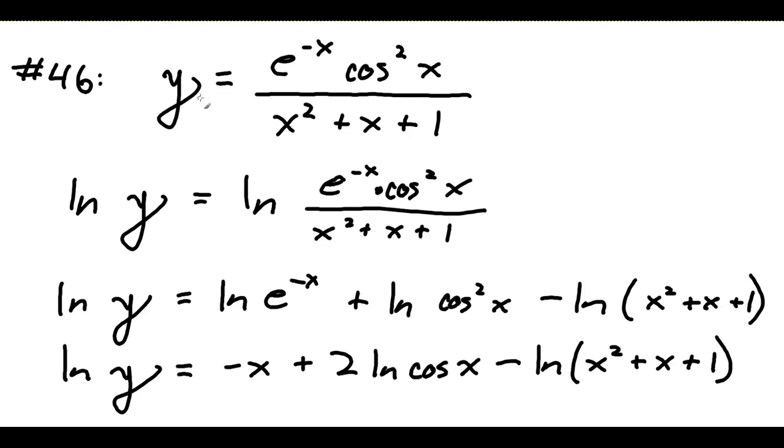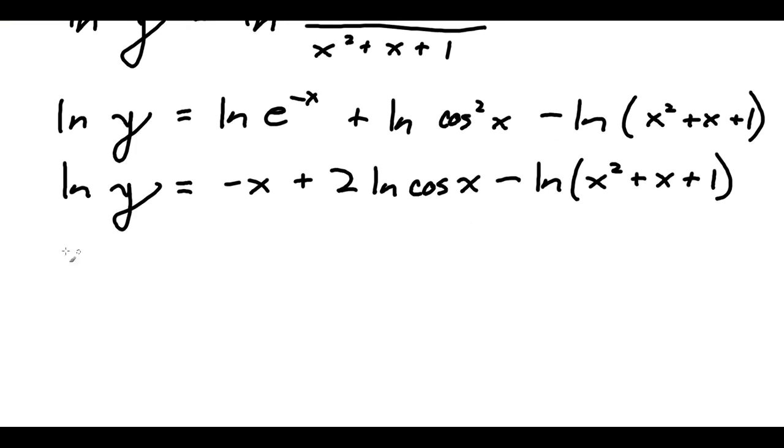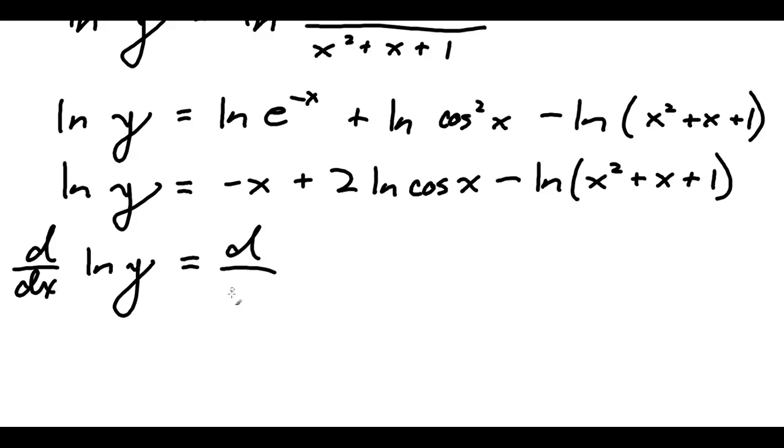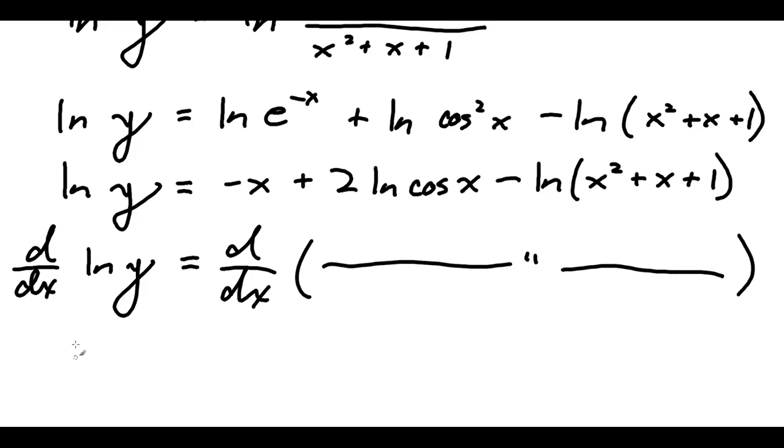So, if y is equal to all of this mess up here, we see that the natural log of y is equal to this: negative x plus twice the natural log of cosine x minus the natural log of x squared plus x plus 1. Now let's differentiate both sides. We'll take the derivative with respect to x of the left-hand side, and the derivative with respect to x of, I don't want to write all that, so I'll just make some ditto marks there. The derivative of the natural log of y is going to be y prime divided by y, right? It'll be 1 over y times the derivative of y, so we have that.